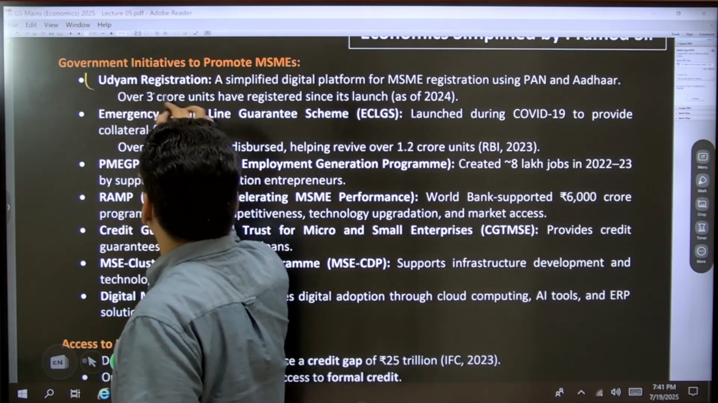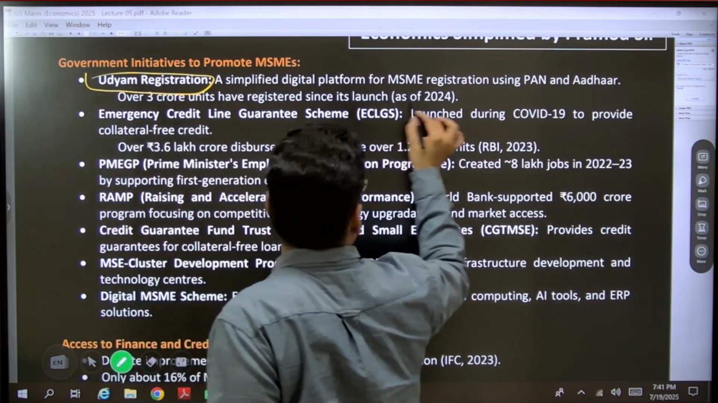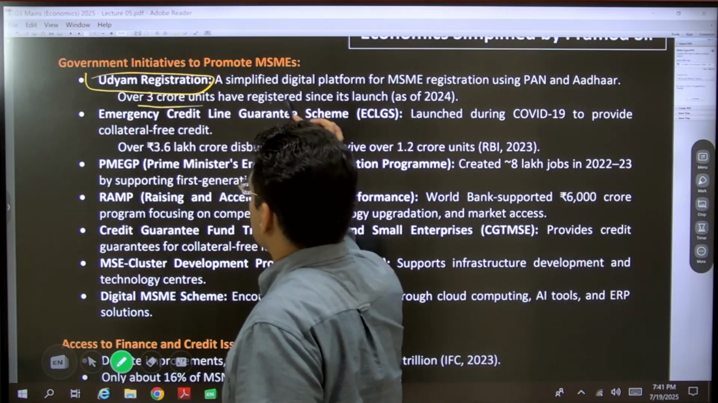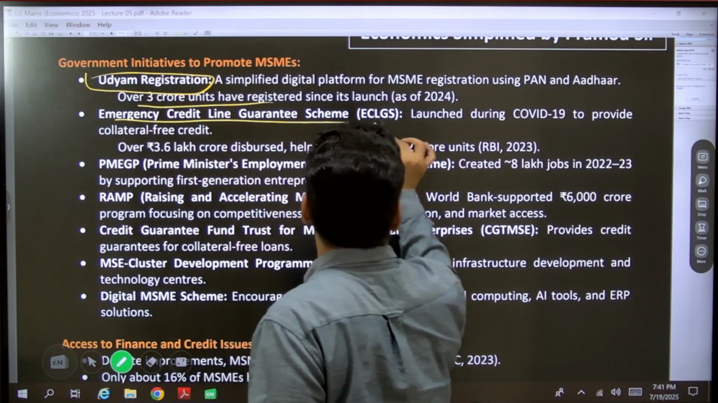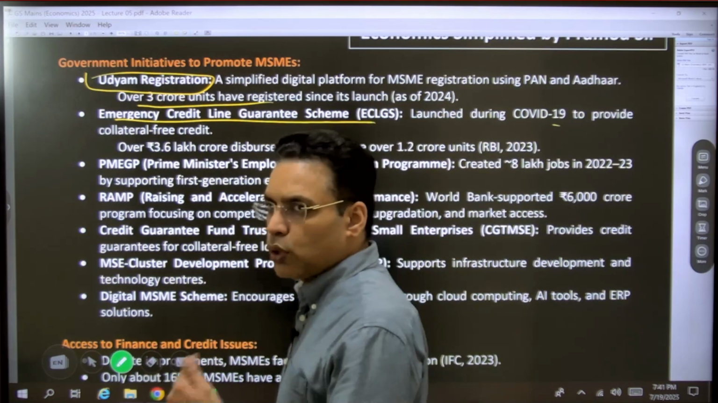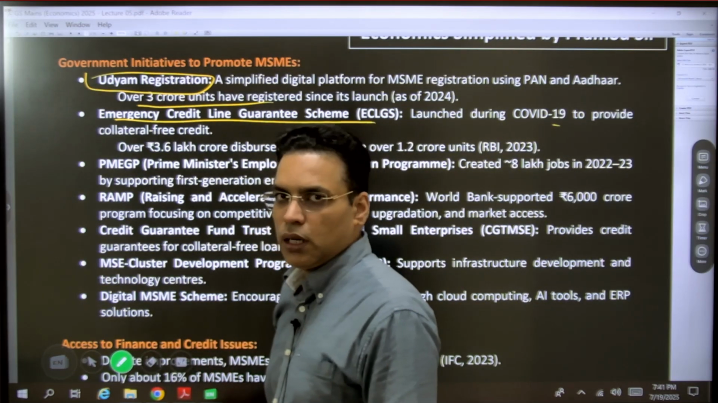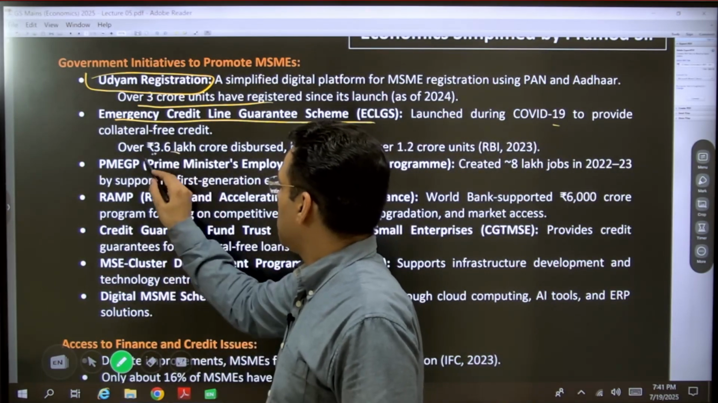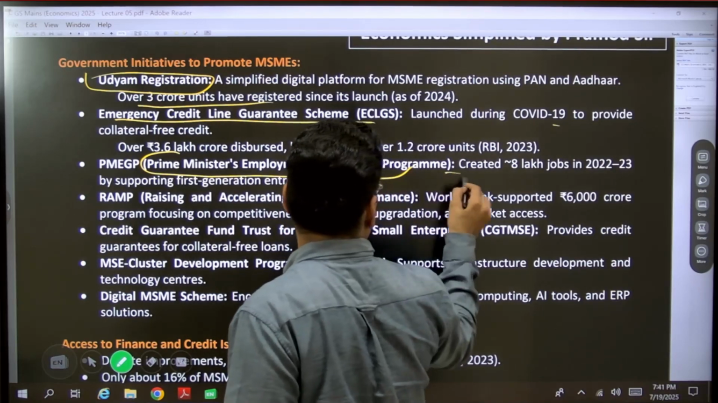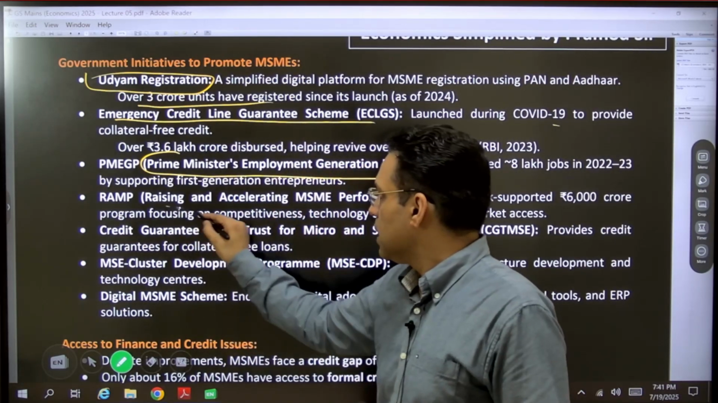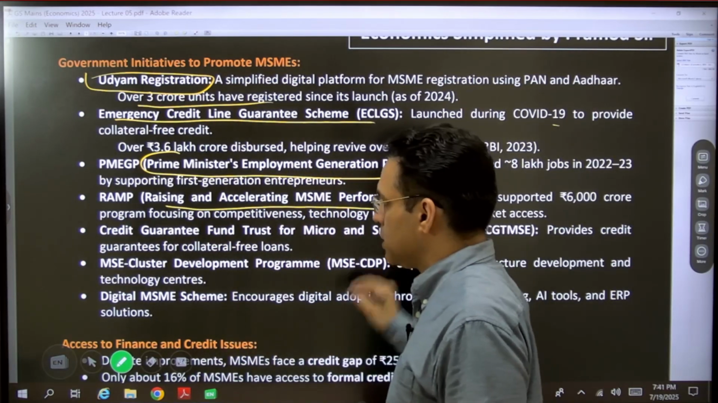First is Udyam registration. We have more than 3 crore registrations. Emergency credit line guarantee scheme, to promote collateral free credit to the MSME sector. Then Pradhan Mantri Employment Generation Program. Then RAMP, raising and accelerating MSME performance.